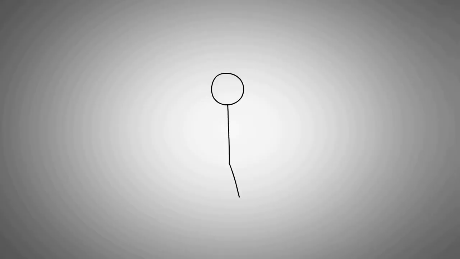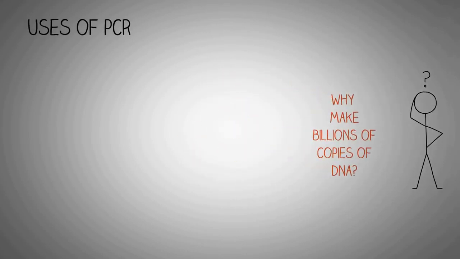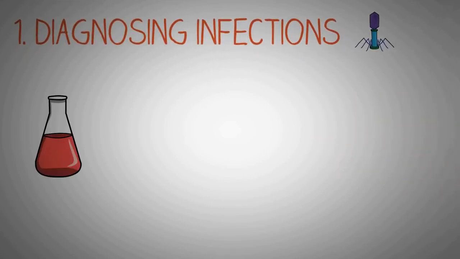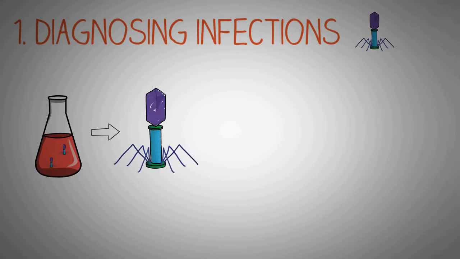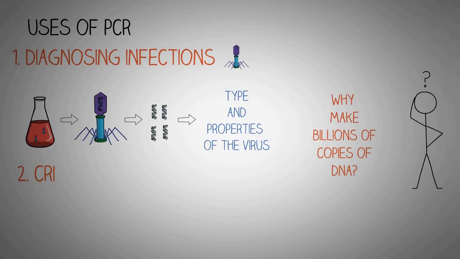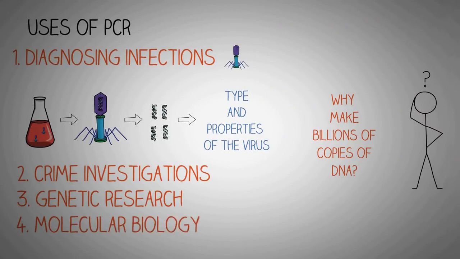The next question you would ask is, why would we want to make a billion copies of a region of DNA? Well, PCR has thousands of uses, like in diagnosing infections and infectious diseases. For example, it is used to diagnose infections by viruses. We take blood of a patient that has been infected by the virus, and then we amplify the DNA of the virus so that we are able to study which type of virus it is and its properties. Similarly, PCR is being used in hundreds of other fields like crime investigations, genetic research, molecular biology, etc.